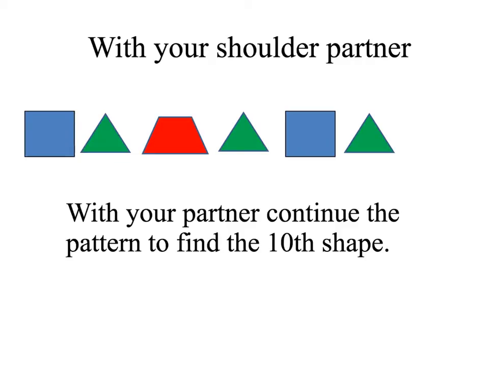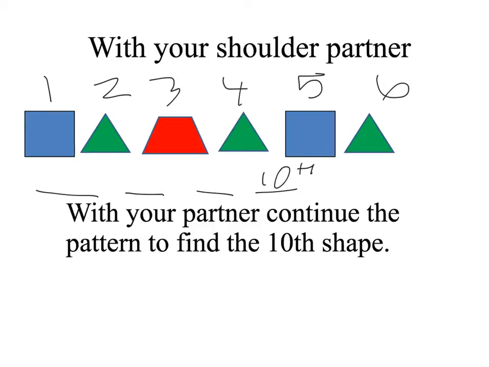I'd like you to look at the following pattern with shapes. And I would like you to try to continue the pattern to find what the 10th shape is. So in looking at the pattern, let's first number the pattern to see how many shapes we actually already have. So this would be shape 1, 2, 3, 4, 5, 6. So we are looking for 7, 8, 9, 10. We're looking for the 10th shape.